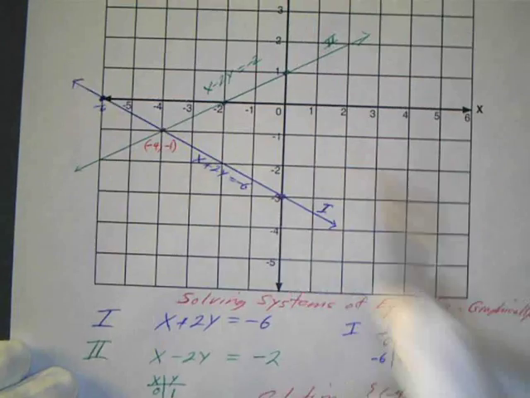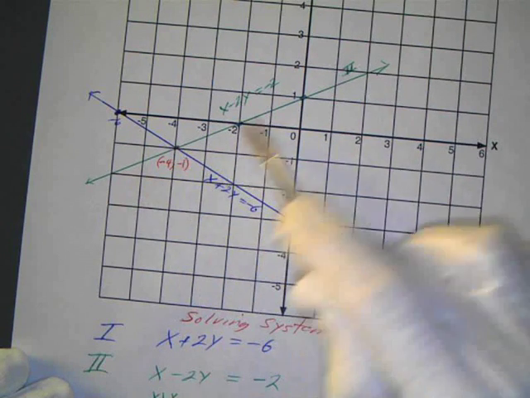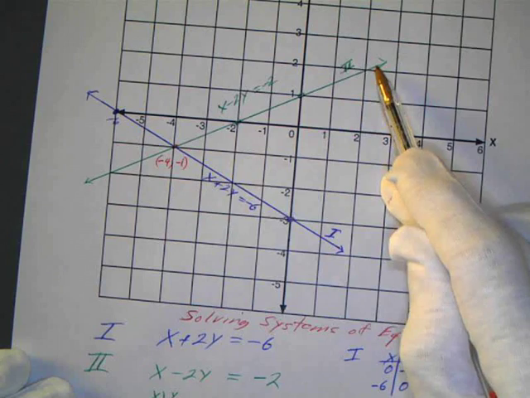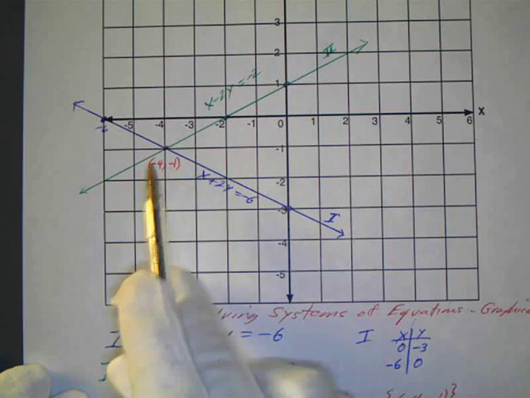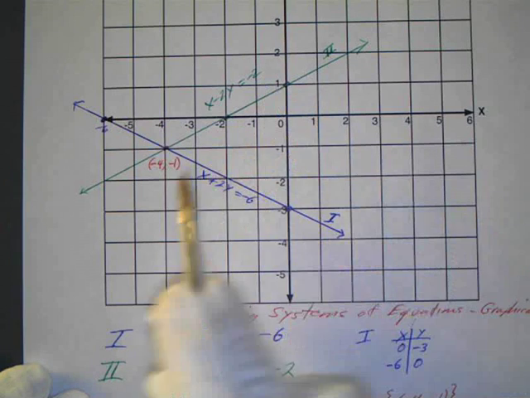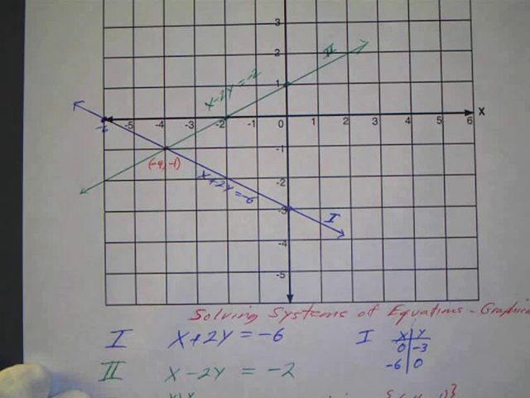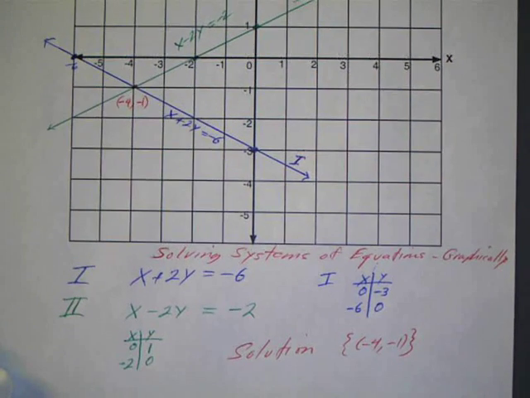And any point on this line, if you take the x coordinate and you subtract 2 times the y coordinate, you'll get negative 2. So when we are looking for the solution, we're looking for the point that satisfies both conditions at the same time, and that's the solution right there. In other words, if you put negative 4 for x and negative 1 for y into this equation, the left side will equal the right side, and the same in the other equation. So they satisfy the equations. So that's what we're talking about. Okay? So I hope that'll help.